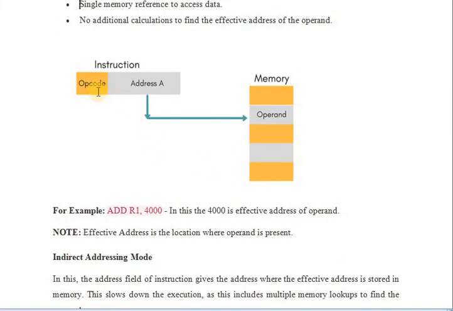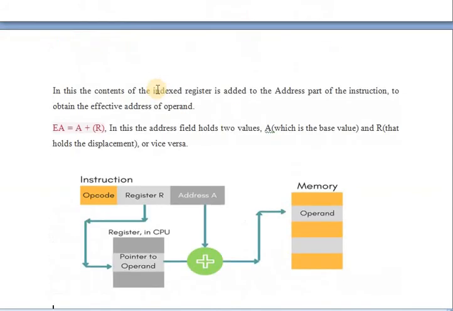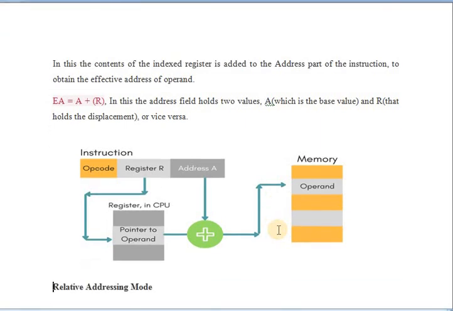Here, instead of only opcode and address, you have opcode, register and address. The extra thing is the register. In the register you have a pointer to the operand, plus the address. So the effective address equals address plus register.